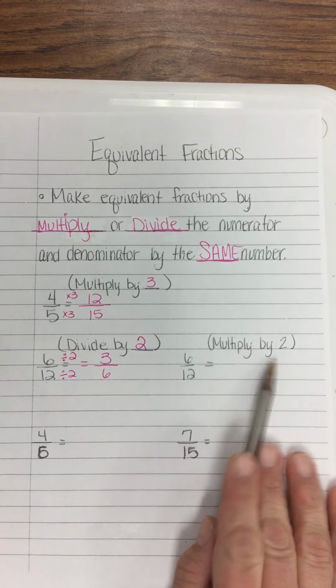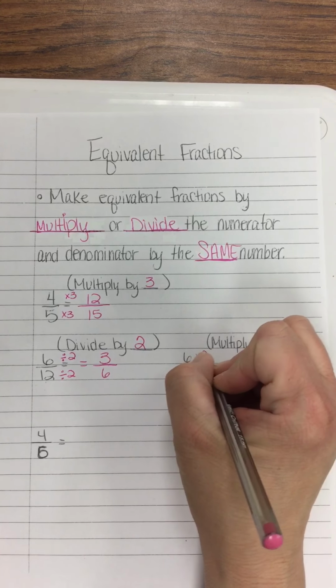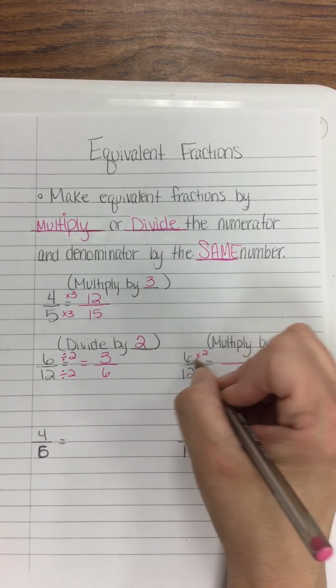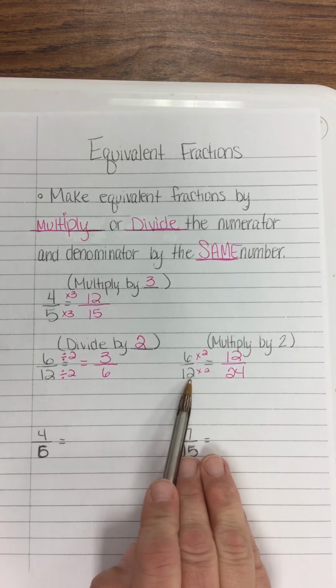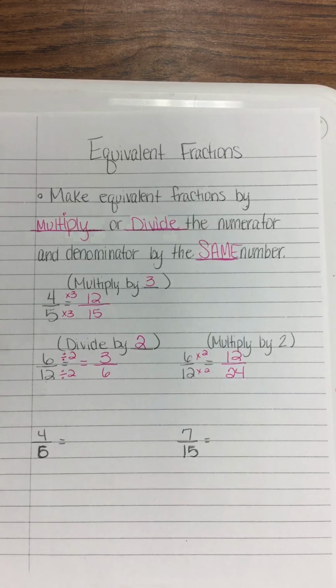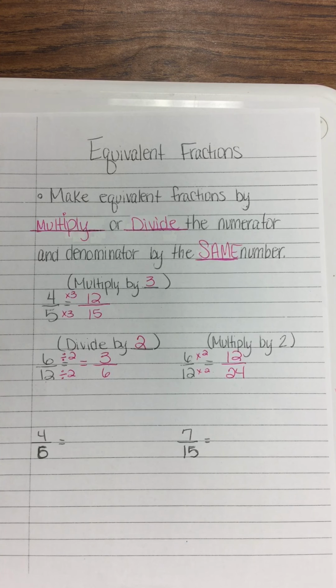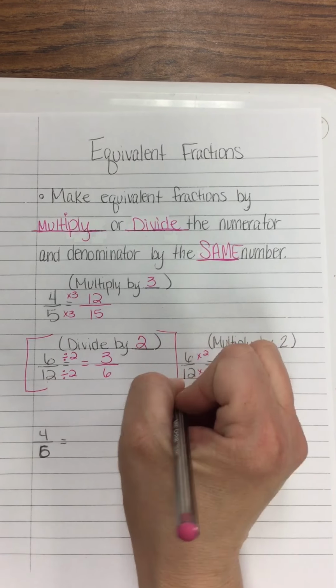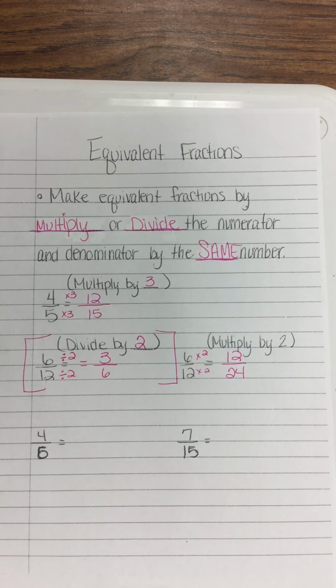Here, we're going to multiply by 2. Times 2, times 2. 6 times 2 equals 12. 12 times 2 is 24. 6/12 is equivalent to 12/24. Okay? It does not matter what number you pick to multiply. The only thing you have to be careful with is when you divide. You have to make sure that the number you're dividing by goes into both digits.